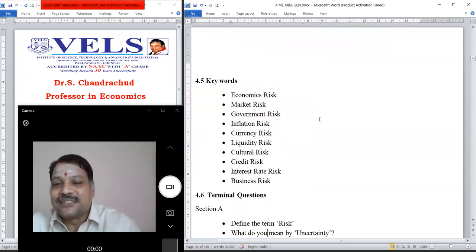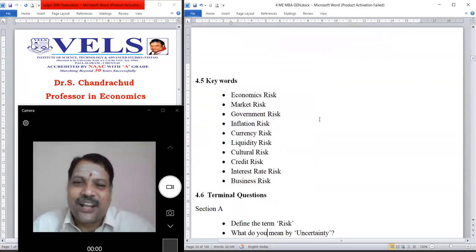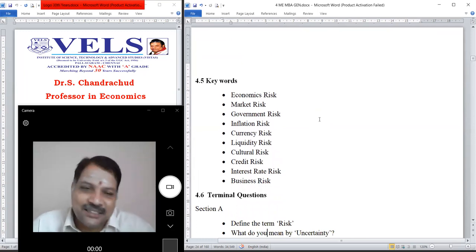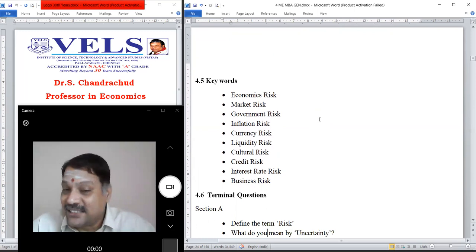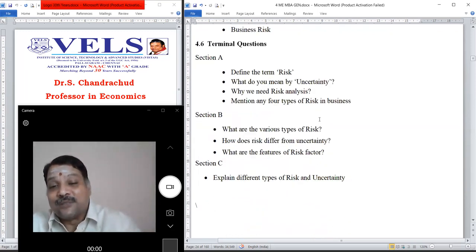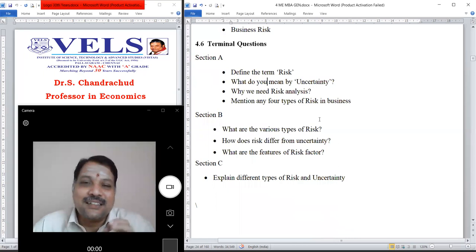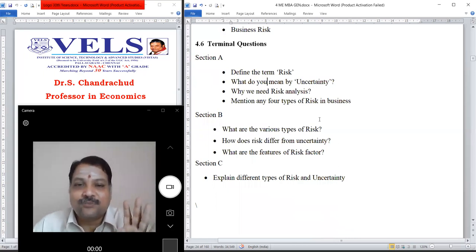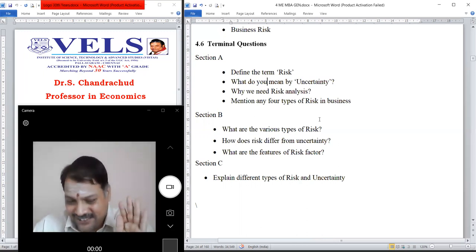And keywords, you mention any 7 or 8 types of risk: economic risk, market risk, government risk, inflation risk, currency risk, liquidity risk, cultural risk, credit risk, and so on. You can expect a section C question on different types of risk, and in section B, distinguish between risk and uncertainty. Sometimes they may ask, define the term risk, or mention any 4 types of risk. This is possible in section A questions.